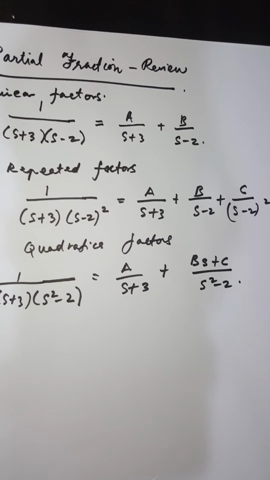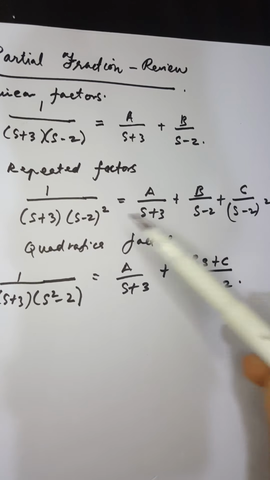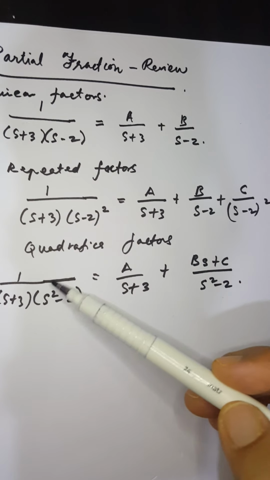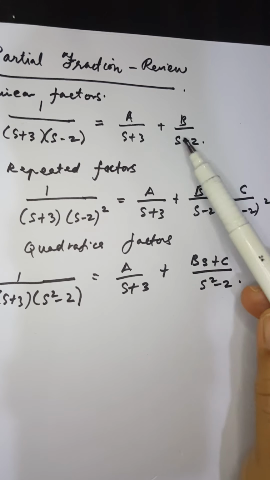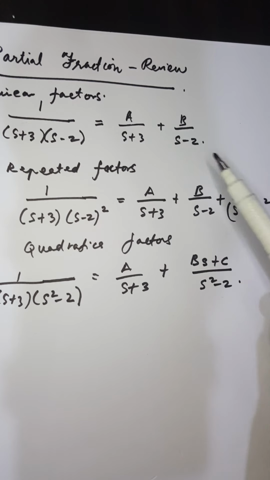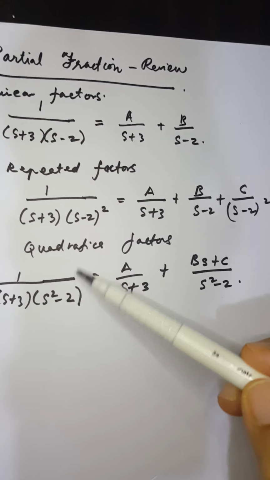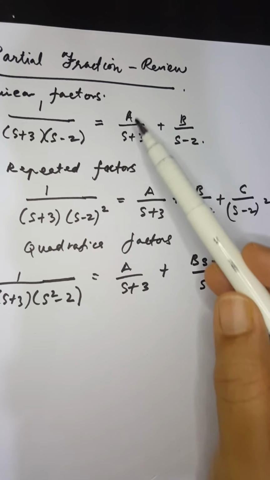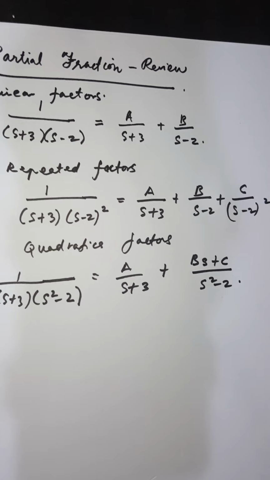Okay, so we need to change all these fractions in terms of partial fractions. This is called partial fractions. We transform into partial fractions. Originally we have this, and then we have partial fractions like this.